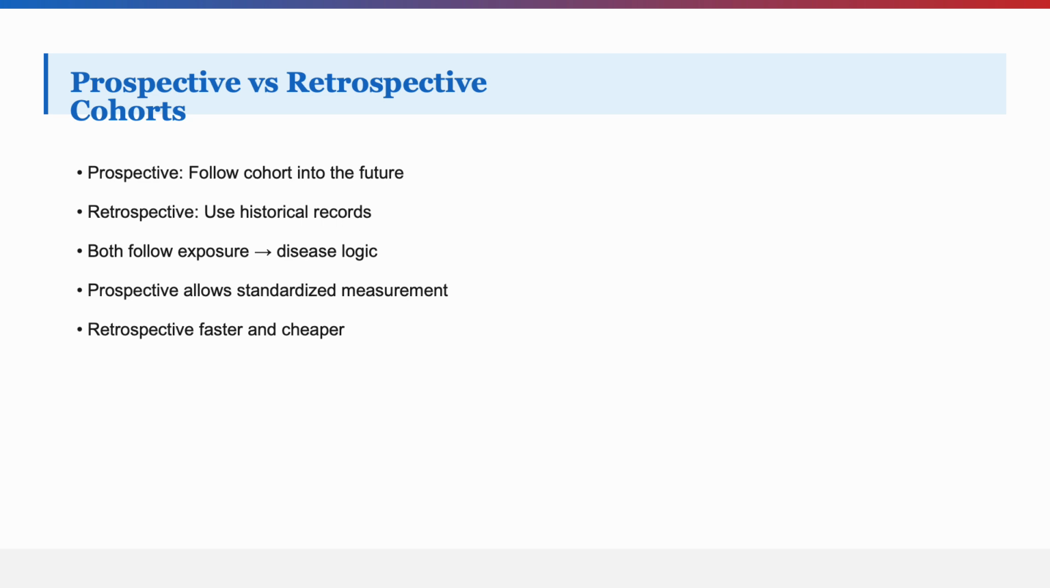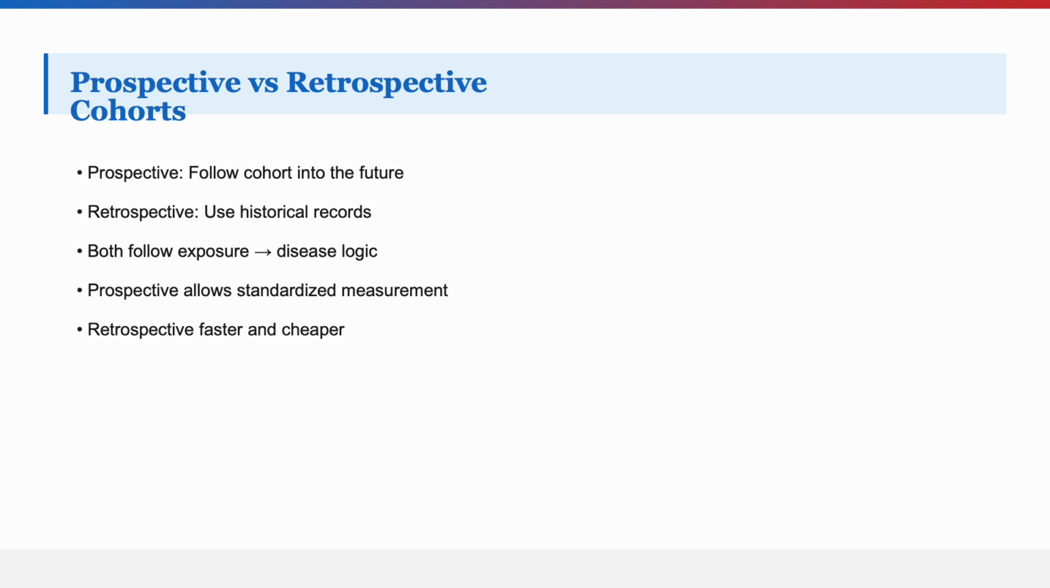A retrospective cohort study uses historical records to identify a cohort from the past and follows them forward to a later time, which might be the present. You might use employment records from a factory in 1980, classify workers by exposure to a chemical, and use medical records to determine who developed cancer by 2020. Both designs follow the same exposure-disease logic. The difference is when the investigator enters the picture.